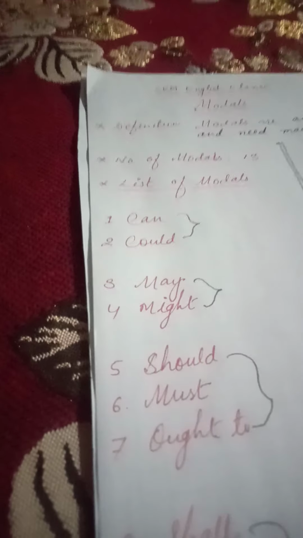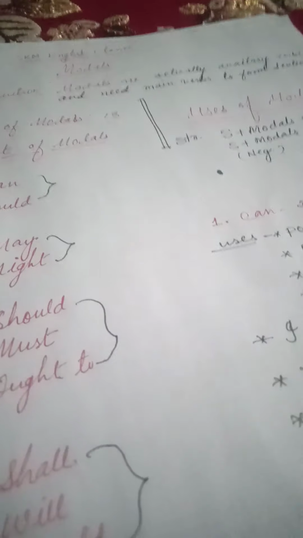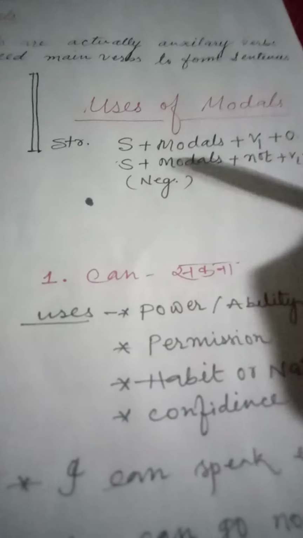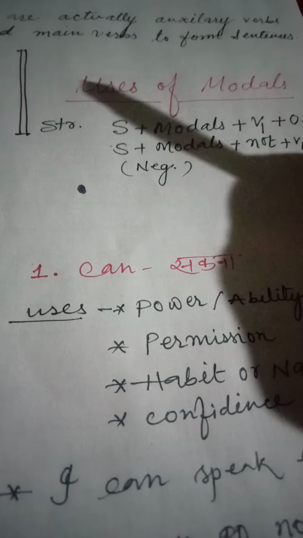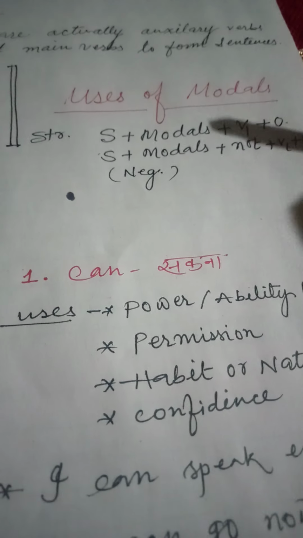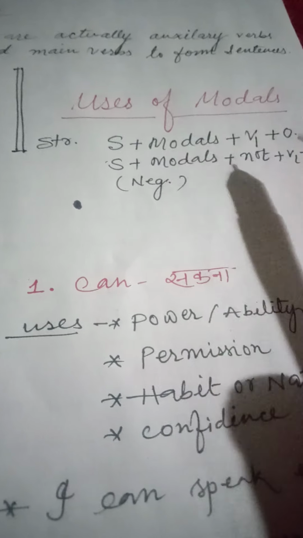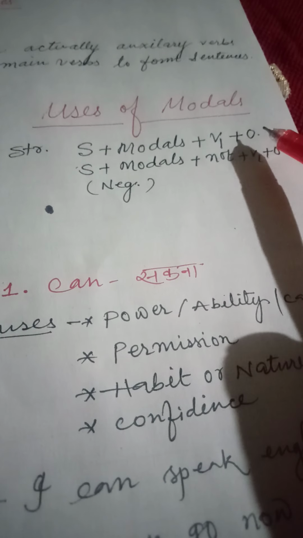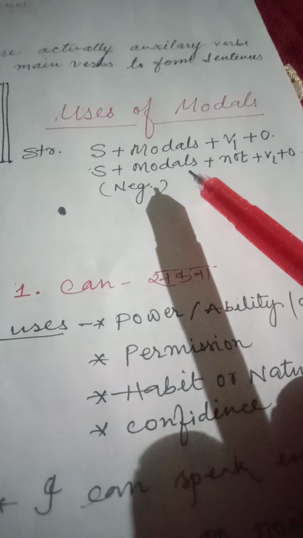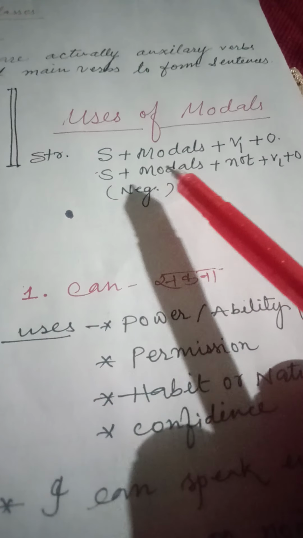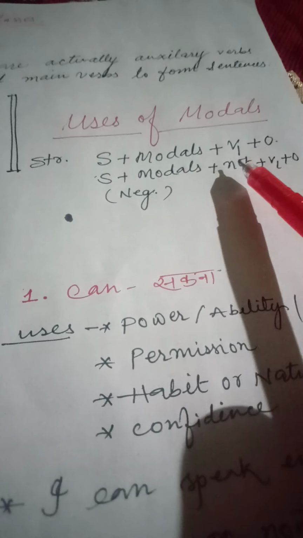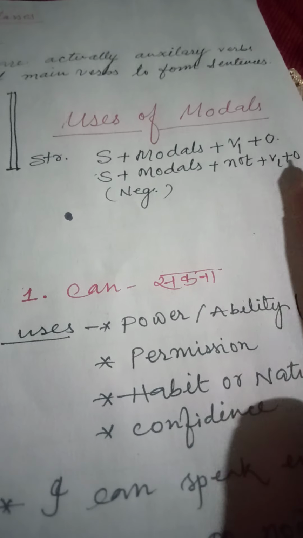When we come to the uses of modals, first we should know how we form a sentence with the help of modals. When we use modals in a sentence, we use subject plus modal plus V1 plus object. When you make a negative sentence, then subject plus modal plus not plus V1 plus object. Now study one by one.